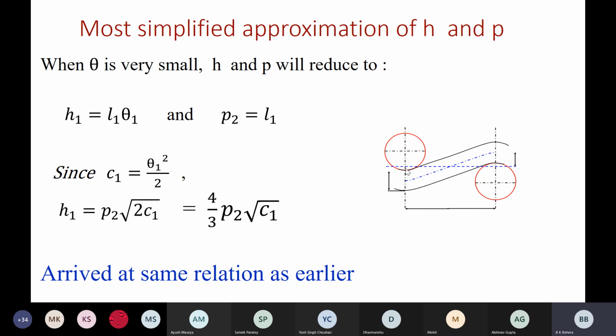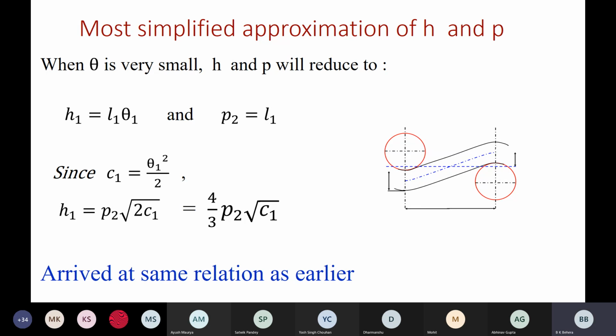As theta 1 will be very, very small. You understand what is theta? Theta is from this point to this point. As you go on reducing theta, look at the diagram carefully. Theta is the weave angle. In this diagram right now, theta is joining this point to this point. So this becomes theta. As theta reduces, this yarn is getting straightened. So when theta becomes too small, this L becomes equal to P. That is what is written here.